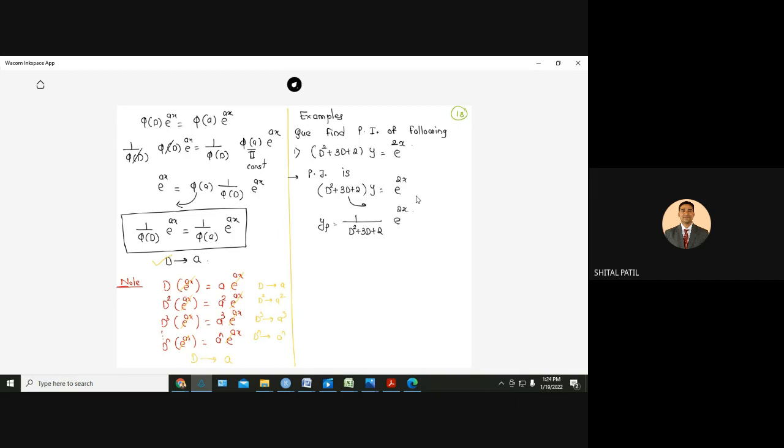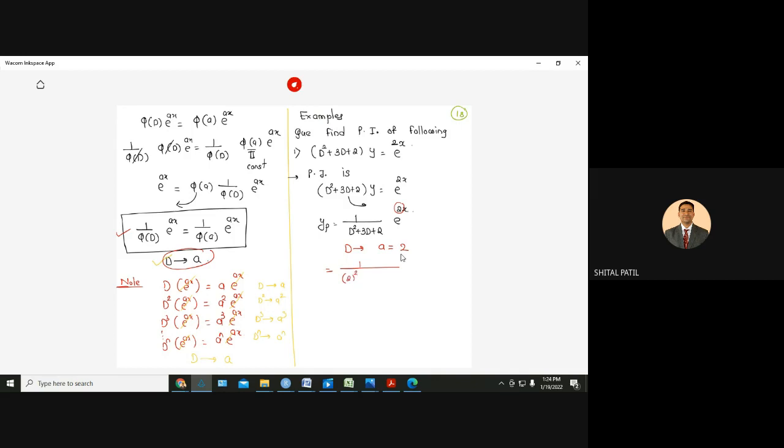And what is the formula? Formula we have written here. See, this formula we have written. What we decided, replace d by a. What is a here? Coefficient of the x in exponential terms. So 2. Replace d by 2. That's it.